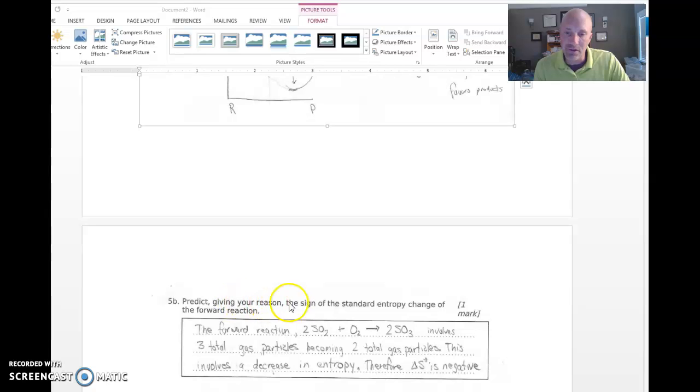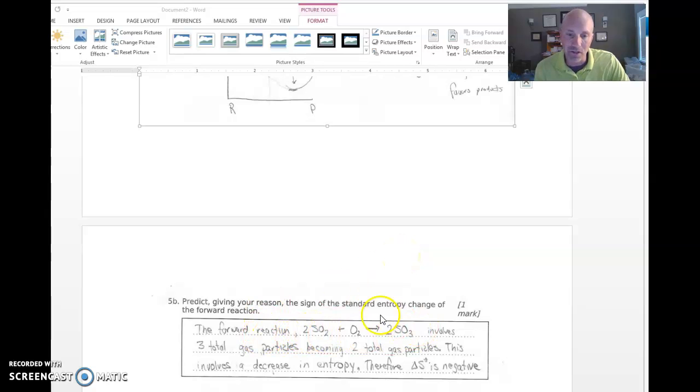Predict, giving your reason, the sign of the standard entropy change in the forward reaction. So this gets back to the types of things that would be consistent with a change in entropy. One thing, if you remember from talking about entropy last year, is that whenever you go from fewer particles to more particles, that's an increase in disorder. If you ever go from more particles to fewer particles, that's a decrease in the disorder.